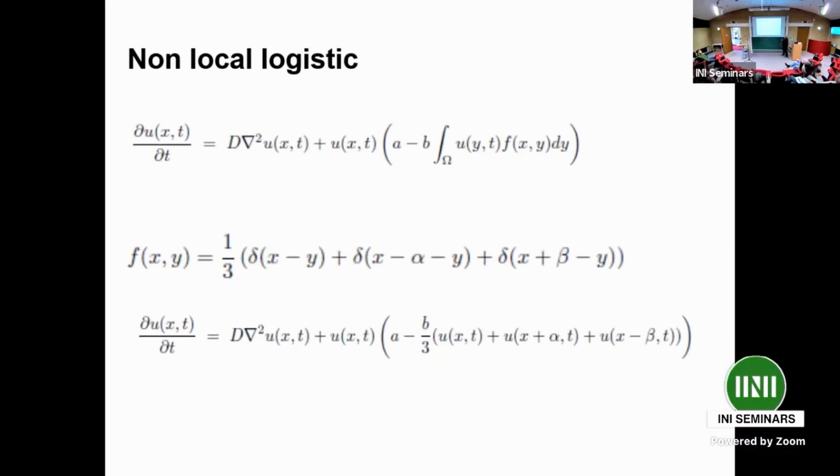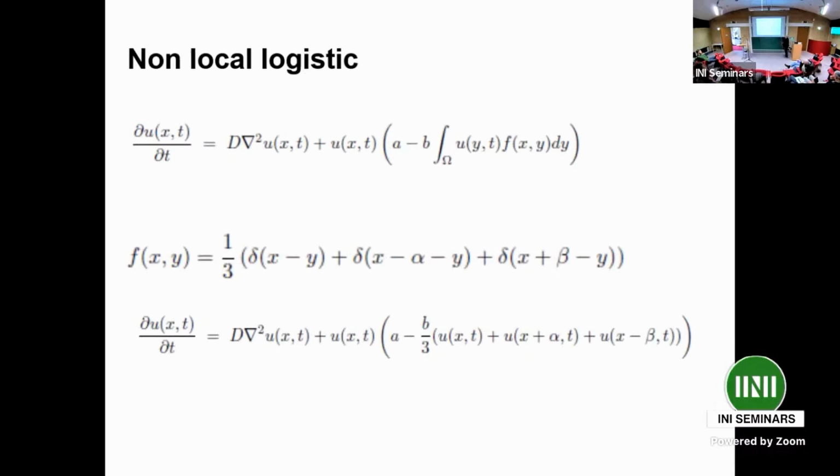For example, if I am trying to model the interaction between different species, this kernel can be a Gaussian, meaning that the interaction with near individuals is stronger than the interaction with individuals that are far away from where I am at a given moment. Okay.